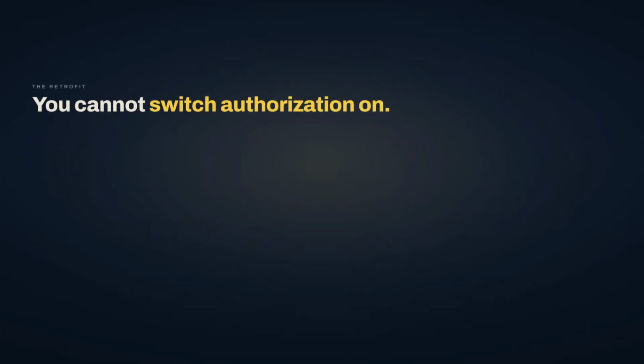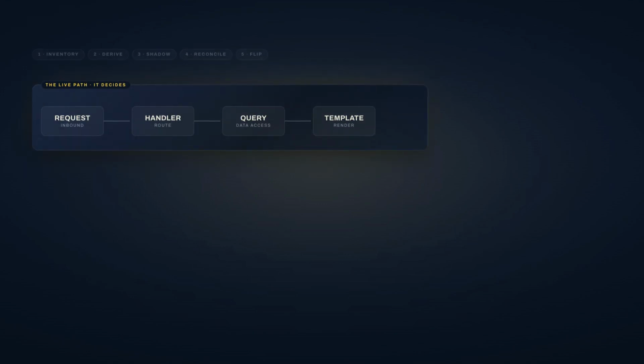You cannot switch authorization on. Get one step wrong, and you take the product down for people who were legitimately using it, which is how this gets postponed for another quarter. So, 5 steps in this order.